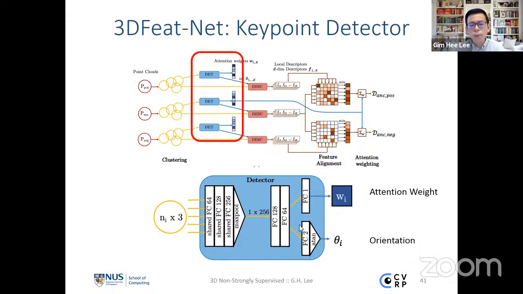Here, the detector network outputs two things. The first is an attention weight, and the second is orientation. This orientation is important because the point clouds might come in different orientations. The orientation is used to undo this and change all the point clouds into a canonical rotation, such that we can extract a descriptor which we can compare directly.